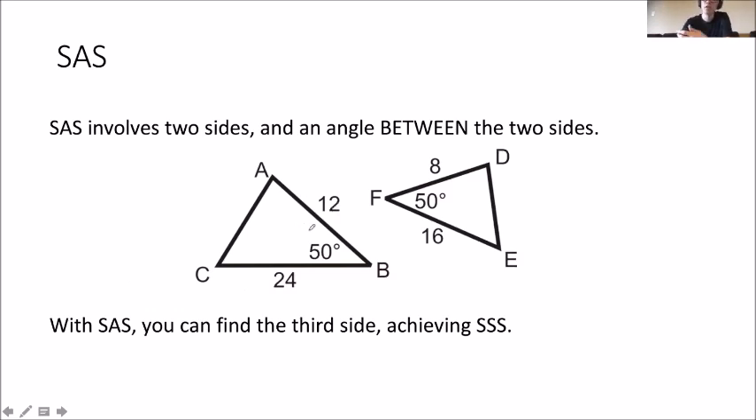So one reason why side angle side works is because with these two sides and this angle in between them, you can actually find out what the third side is. The method to do that is called the law of cosines, whether you know it or not. And that kind of makes side angle side and side side side equivalent. So both ways completely uniquely determine the triangle.